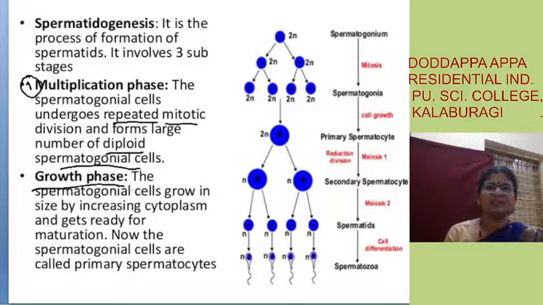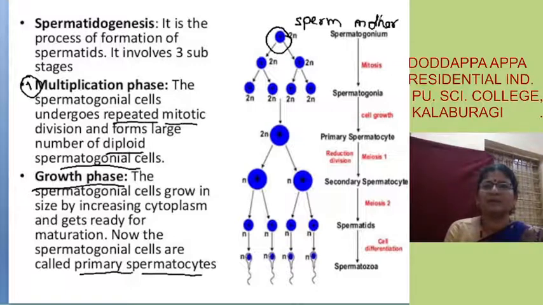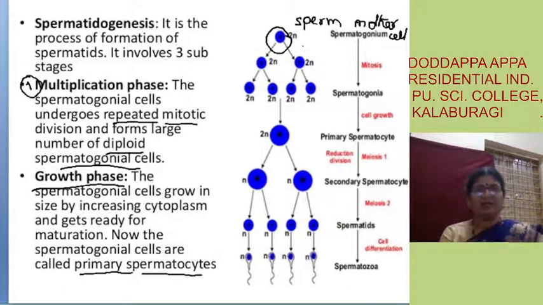In the growth process, the spermatogonial cells grow in size, increasing the amount of cytoplasm and getting ready for maturation. Now the spermatogonial cells are called primary spermatocytes. Here you can see the spermatogonial cell, or you can say sperm mother cell. So the spermatogonium is also called the sperm mother cell. This sperm mother cell will undergo mitotic cell division.